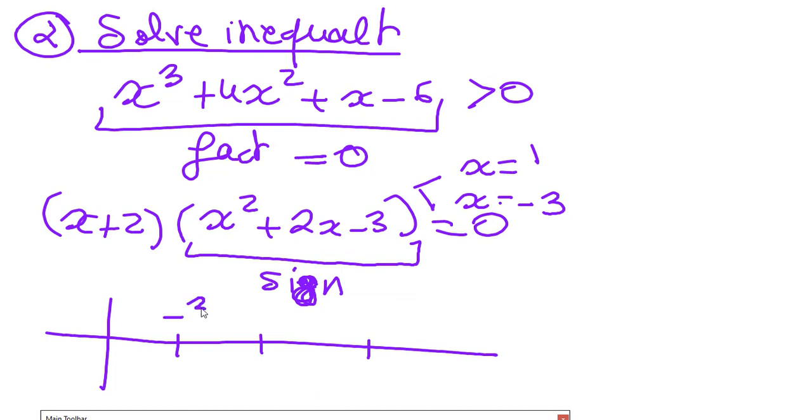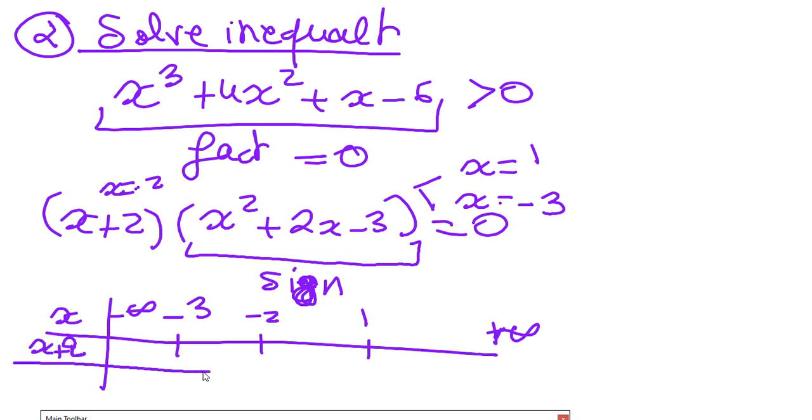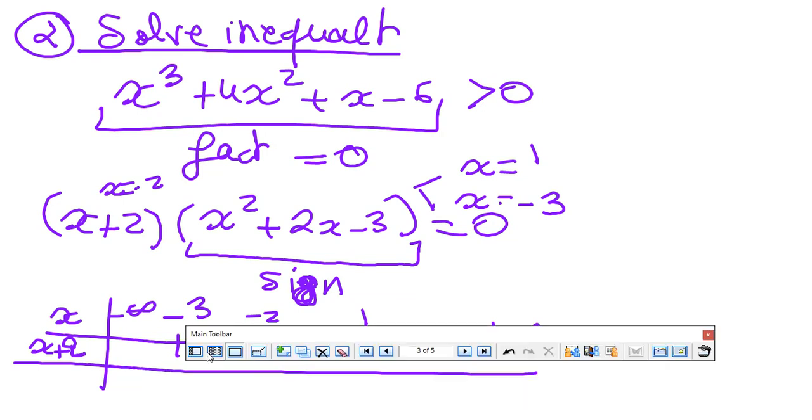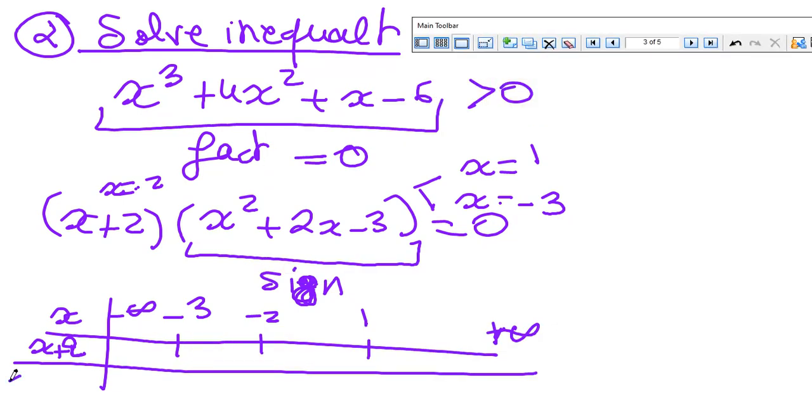So I have minus 3. Here it's minus 2, this one gives me x equal to minus 2. And here is 1. For x, we need to put minus infinity, plus infinity. So the first factor is x plus 2, and the second one, I hope I'll be able to write here, is x squared plus 2x minus 3.